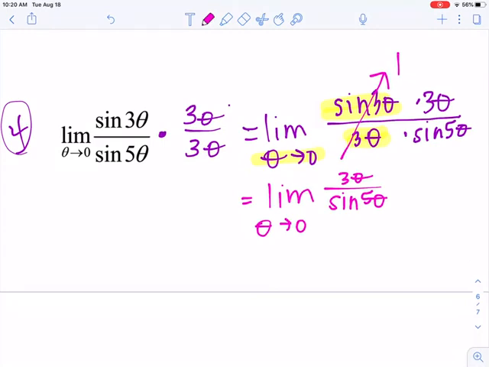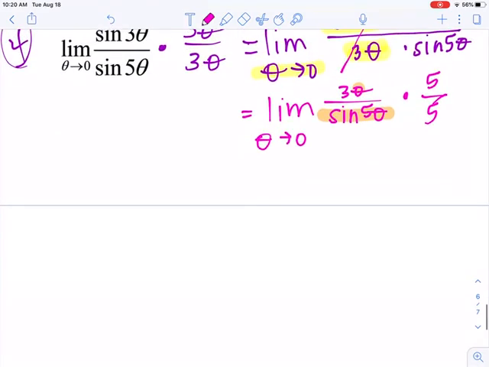Okay, well, we still aren't quite there, because we're still going to get this 0 over 0 business. And we have sine of 5 theta in the denominator. Man, it would be really nice if we had 5 theta in the numerator, right? Well, we have sine of 5 theta, and we have at least theta. If that 3 were a 5, that'd be a lot cooler. So let's just go ahead and make that happen. Let's multiply by 5 over 5.